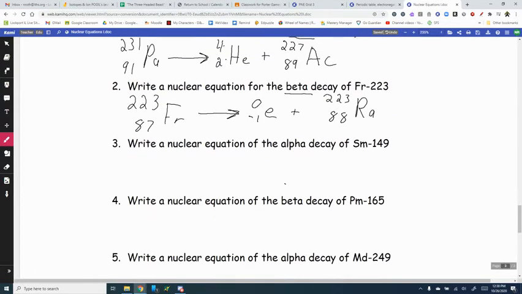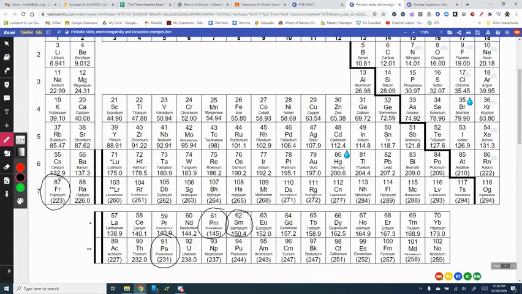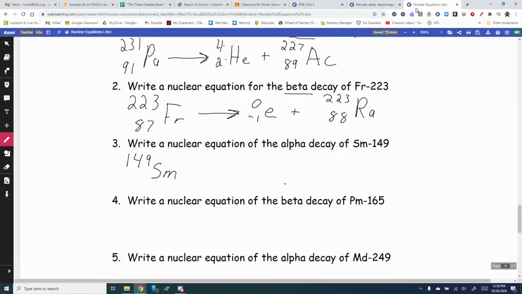Next one is Sm149, so 149 Sm. We check and see what that atomic number is. Sm is 62. So 62 goes on the bottom. We do our arrow. Since this is alpha decay, that's going to be a 4, 2 helium. That is an alpha particle. And then we add what's left of samarium. So 149 minus 4 is 145.